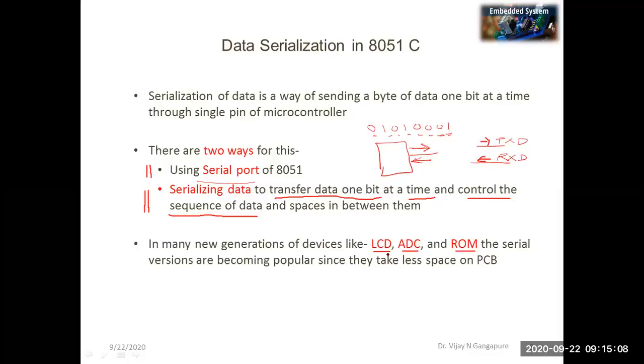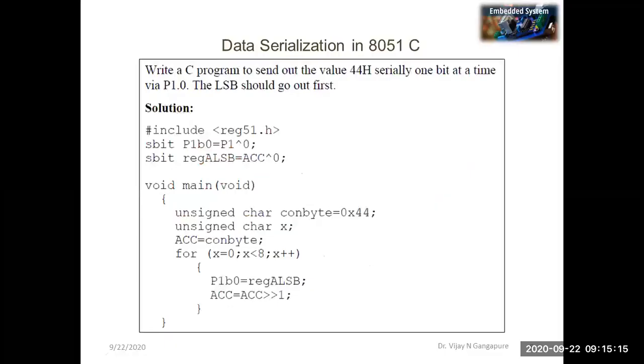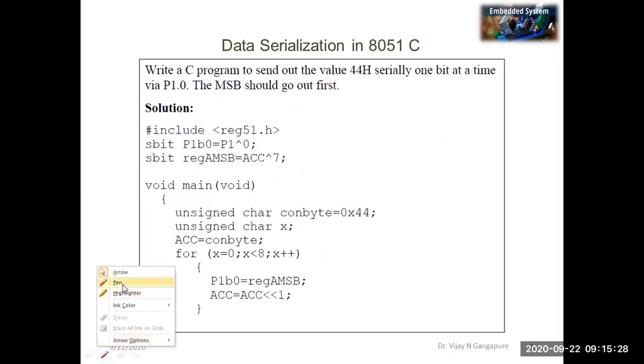Now, how to implement such data serialization by using any IO pin of the 8051 microcontroller? For that we will take an example. Write a C program to send out the value 44 serially, one bit at a time, via port P1.0. Means what we are going to do.